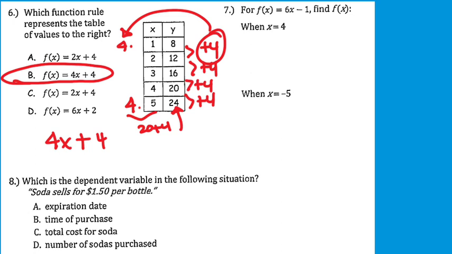On number 7, it gives us a function and says to solve for this function when x is 4.